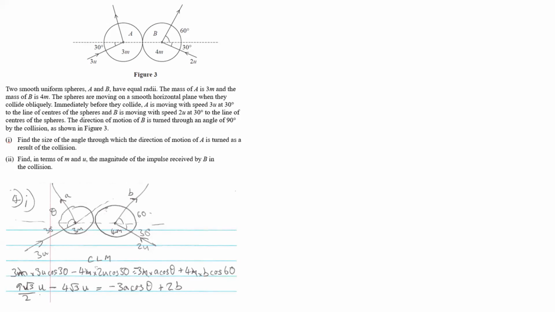I've written the conservation of linear momentum equation and simplified it. Cos 30 was √3/2, remember, and cos 60 was a half. Simplified it, and simplified it further, and I got that equation there.